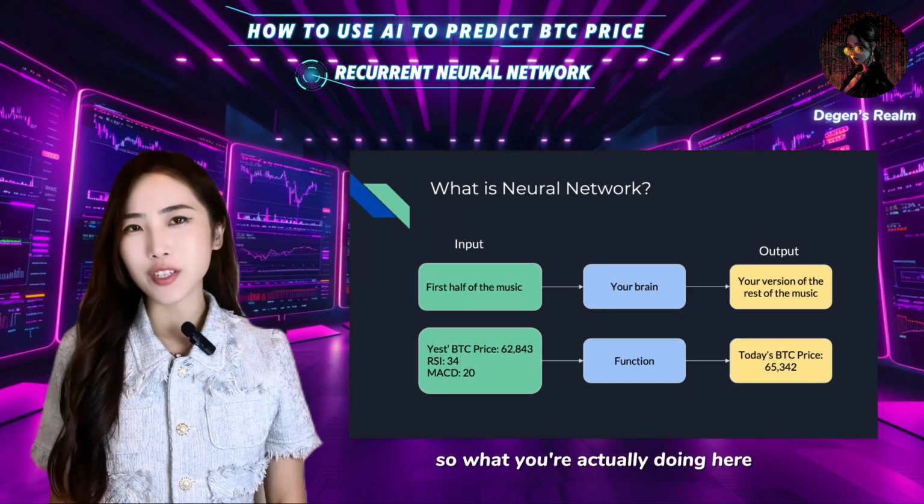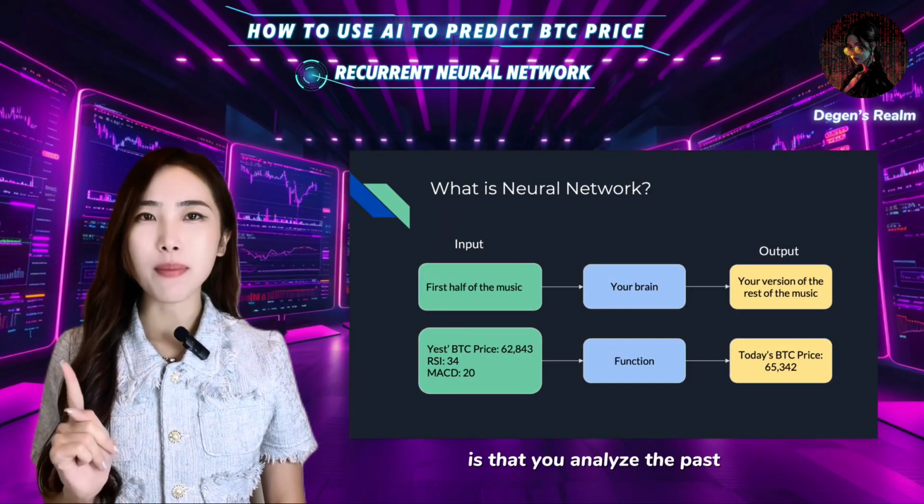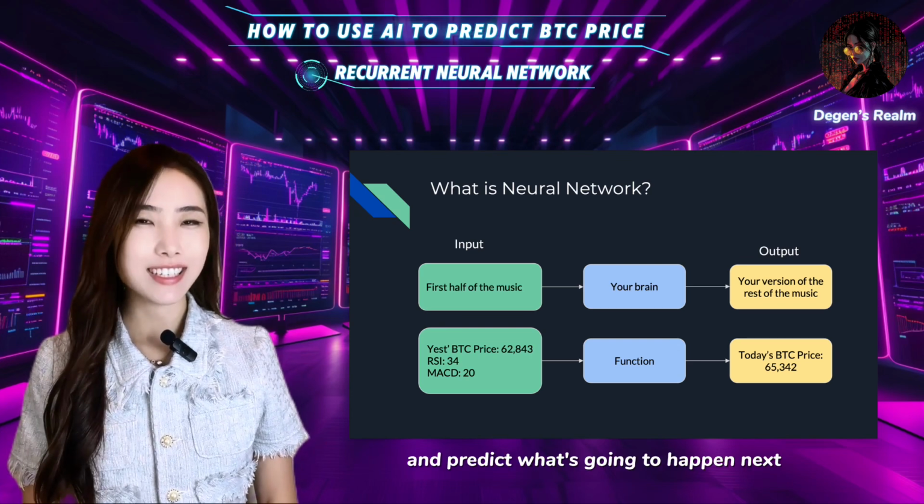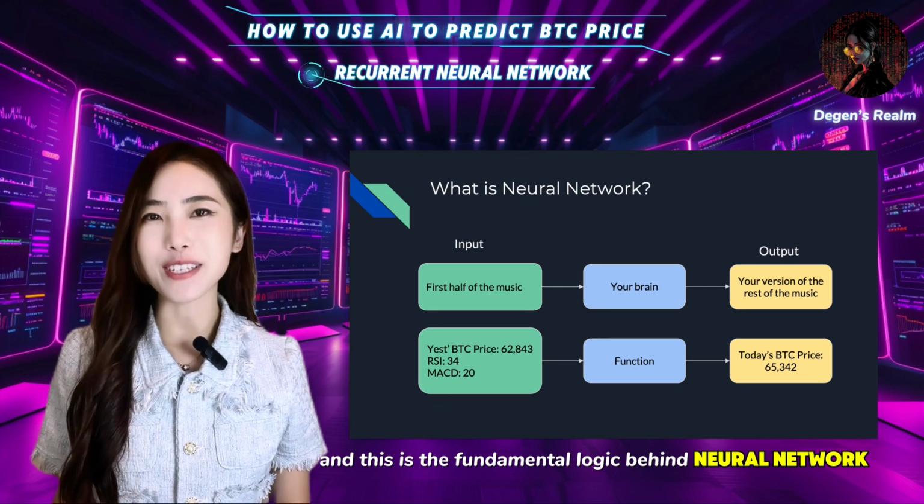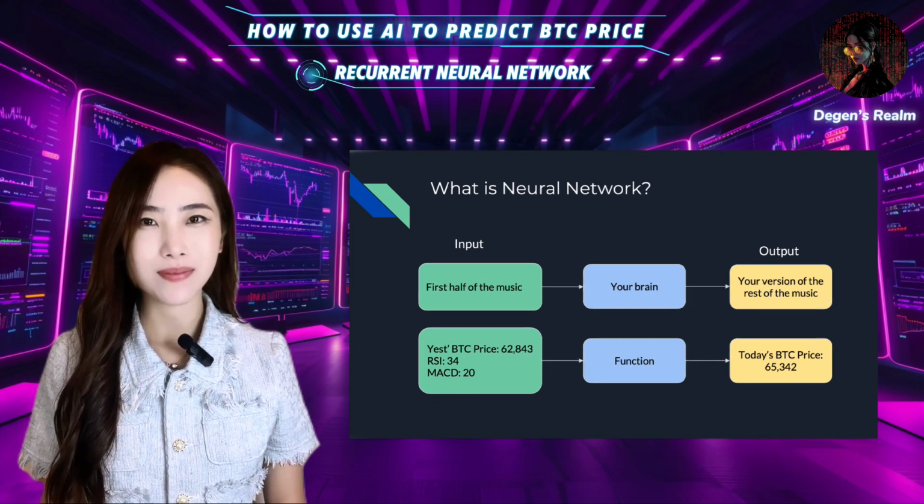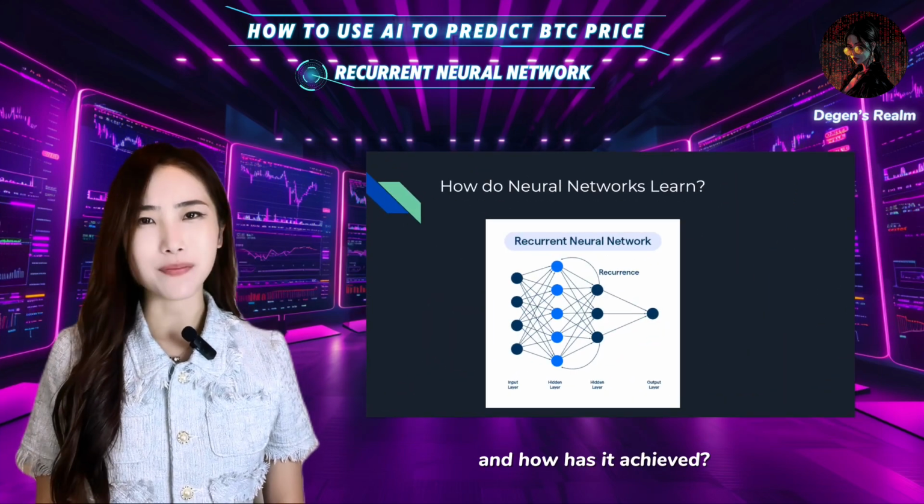So what you're actually doing here is analyzing the past information that's fed to you and predicting what's going to happen next. And this is the fundamental logic behind neural networks. It's similar to the human brain. And how is it achieved?